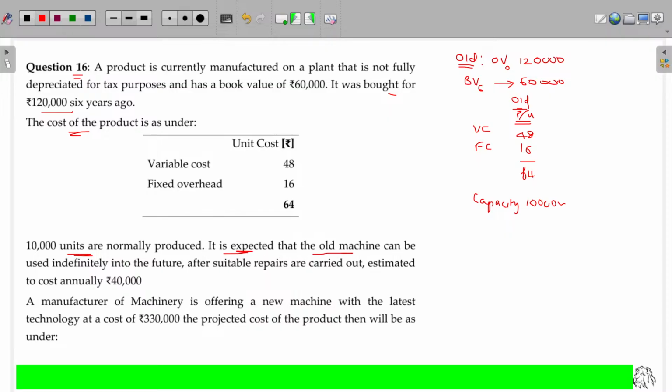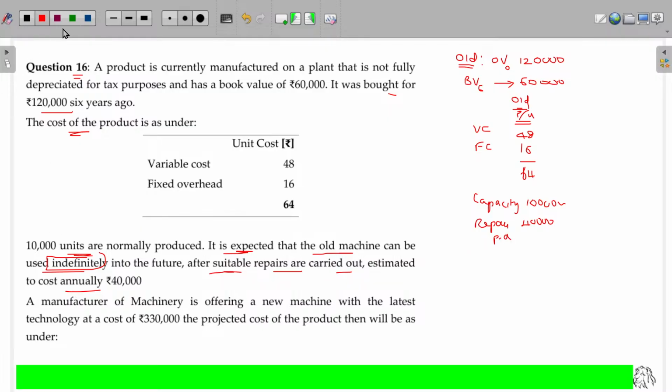It is expected that the old machine can be used indefinitely into the future. Though the machine is old, 6 years is already over, still it will work for any number of years after suitable repairs are carried out, estimated cost being 40,000 annually. But as this is the old one, we have to spend the cost for the repair, which is 40,000 rupees every year, per annum.